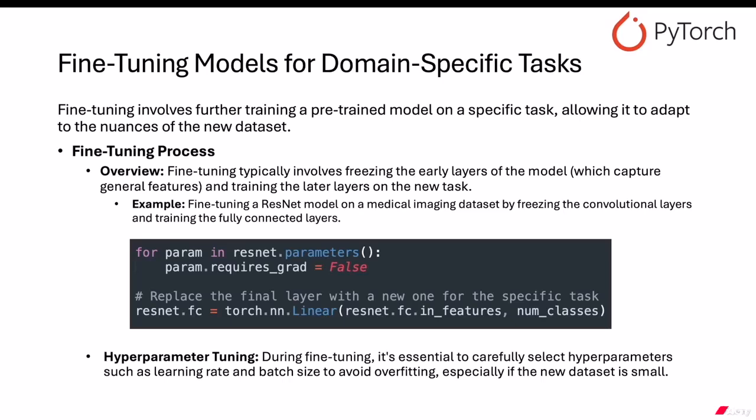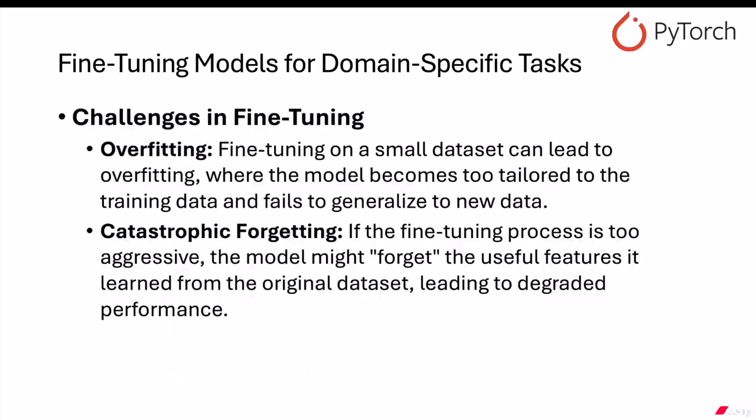Hyperparameter tuning. During fine-tuning, it's essential to carefully select hyperparameters such as learning rate and batch size to avoid overfitting, especially if the new dataset is small. Challenges in fine-tuning. First one is overfitting. Fine-tuning on a small dataset can lead to overfitting, where the model becomes too tailored to the training data and fails to generalize to new data.